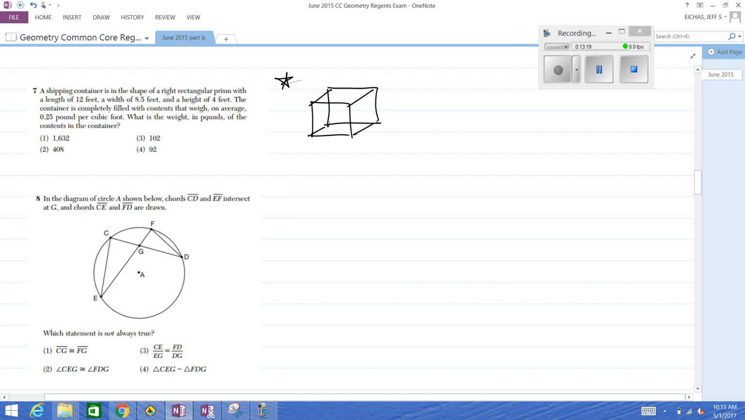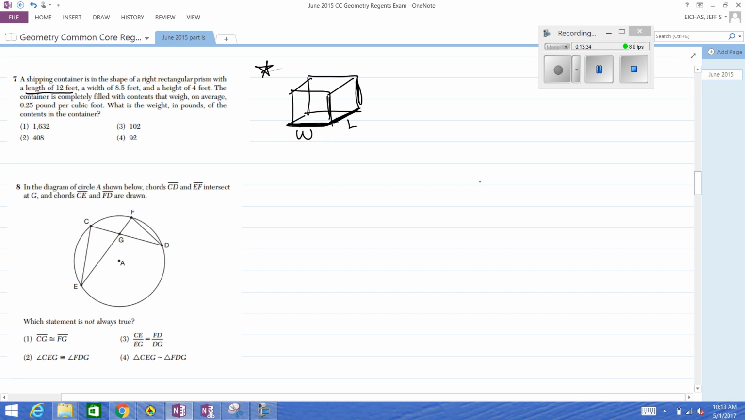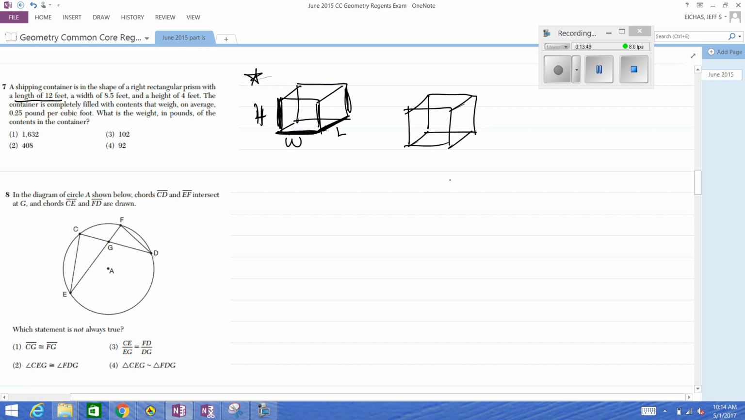Okay, so reading through this, you have a length of 12. Let's just call the distance from the front of the container to the back of the container our length. The width we'll say is across the front, and the height we'll say, here to here, is 4. So that's the height. I'll put numbers on another one. Okay, so we're going to have a length of 12, a width of 8.5, and a height of 4.